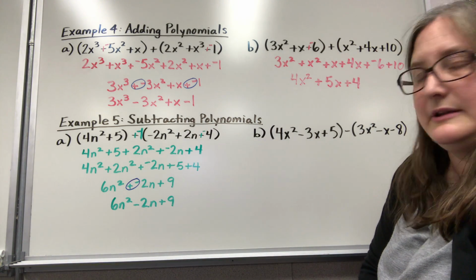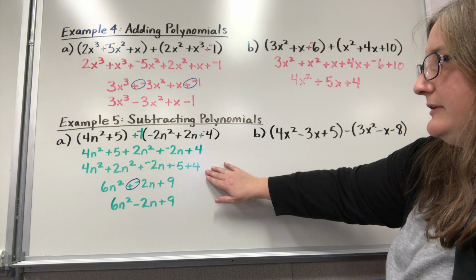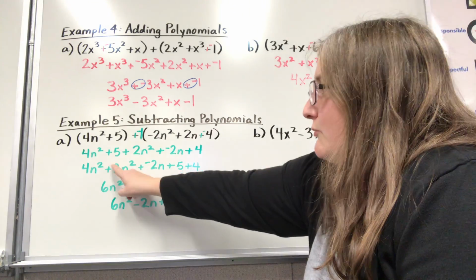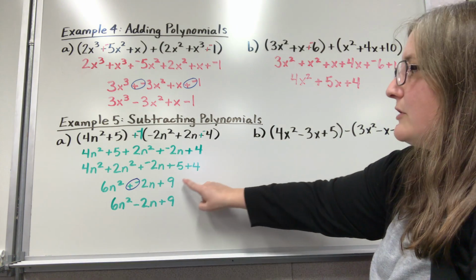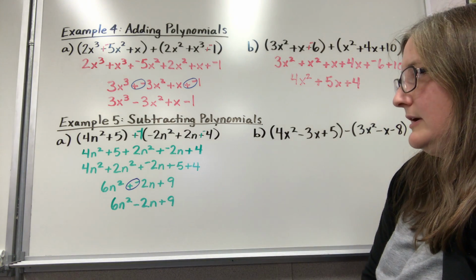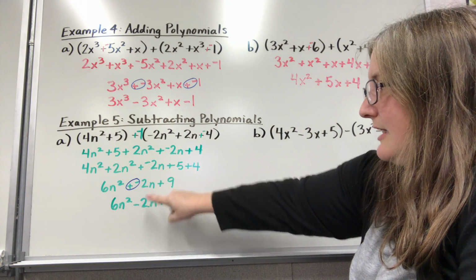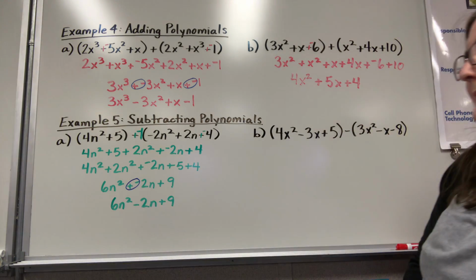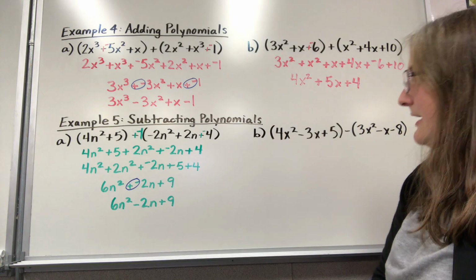I then rewrote it in standard form. So 4n squared plus 2n squared plus negative 2n plus 5 plus 4. My n squareds combined to give us 6n squared, and my 5 and 4 combined to give us 9. This negative 2n didn't have anyone to combine with, so it stayed the same. And for my final answer, I combined my plus negative into a minus. So my final answer was 6n squared minus 2n plus 9.